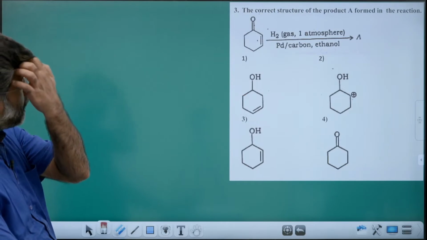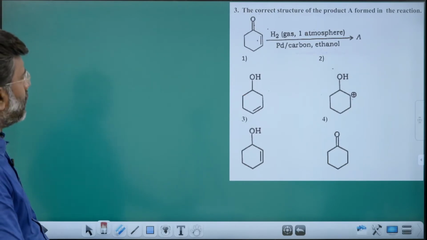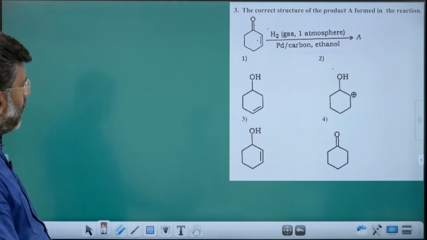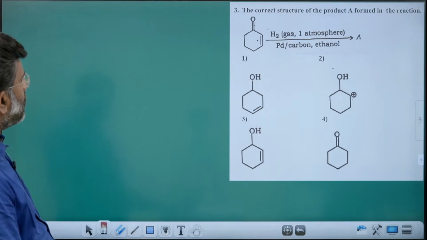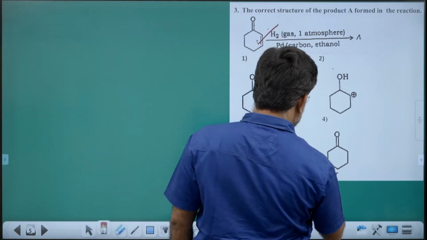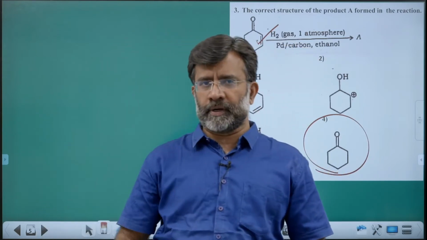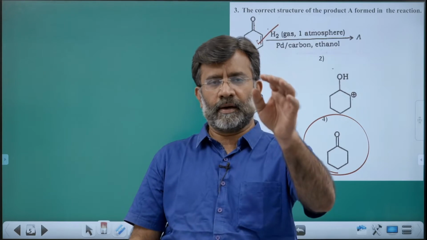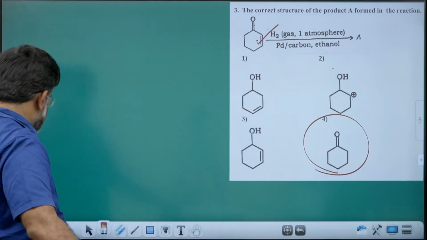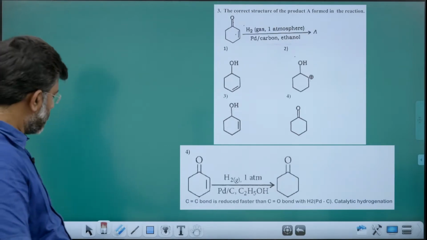The correct structure of product A: hydrogen gas, 1 atm, palladized carbon, ethanol. It is catalytic hydrogenation. Catalytic hydrogenation will affect the double bond only. Answer is fourth choice. Keto group will not be reduced, while the alkene will be reduced to alkane. Fourth choice is the correct answer. That is catalytic hydrogenation. Next.